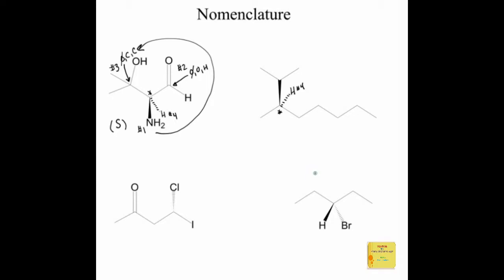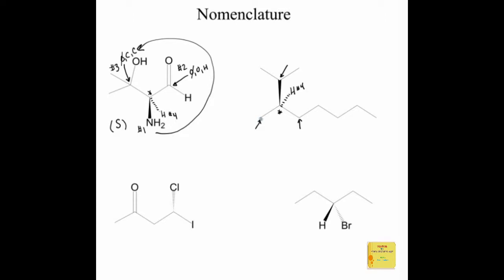So let's see which one is going to win. Now again, it might be tempting to say, wow, look at this big group. This must be the number 1 priority. But again, we're not doing that. We're going to have a systematic approach. And that means we're just simply going to move out 1 atom at a time and decide which one is the higher priority. So what does this carbon have attached to it?